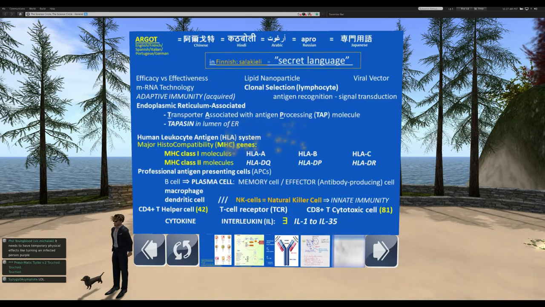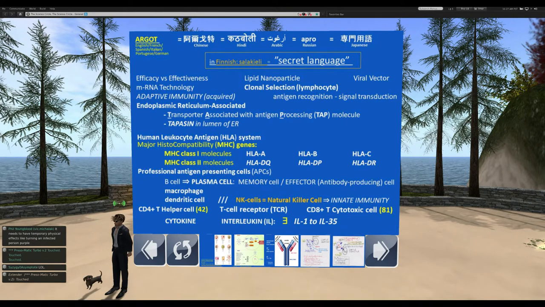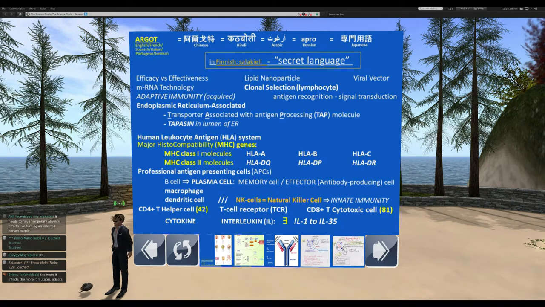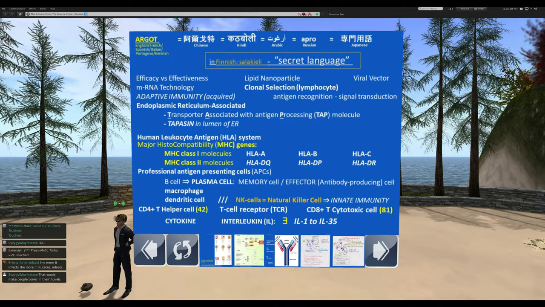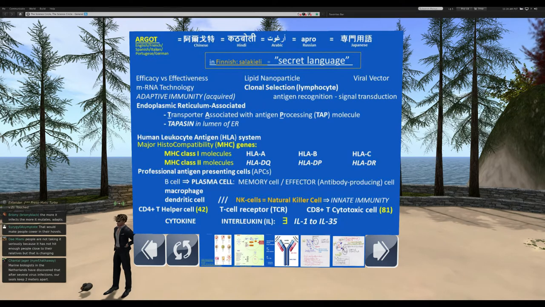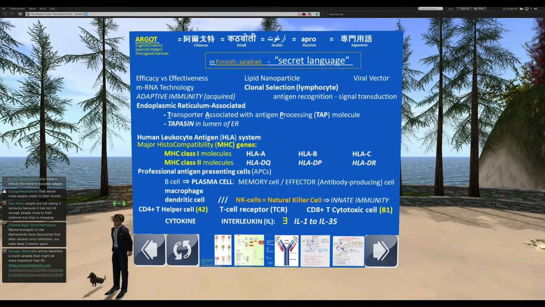So I like the word argo. I like words. And so I made this slide. And this is sort of a reference slide that you can go back and look at in the PDF as well, if you like. There is so much lingo or jargon or inside knowledge, inside language in immunology, that you can start to look at it and think, what the hell?